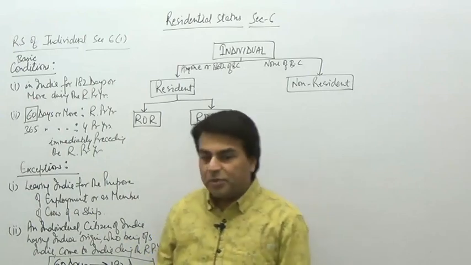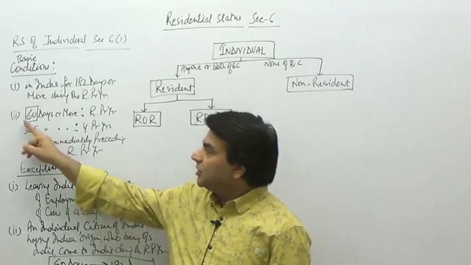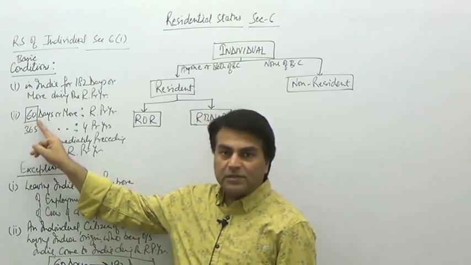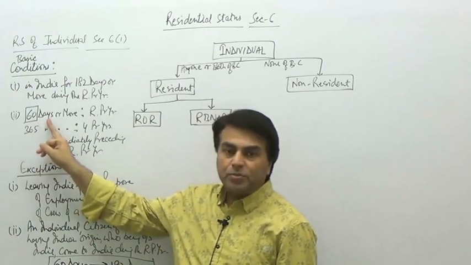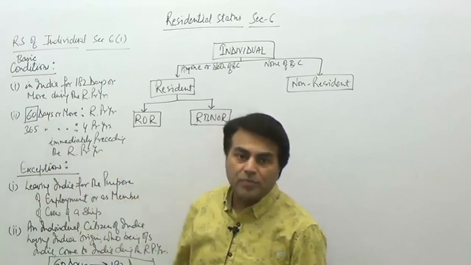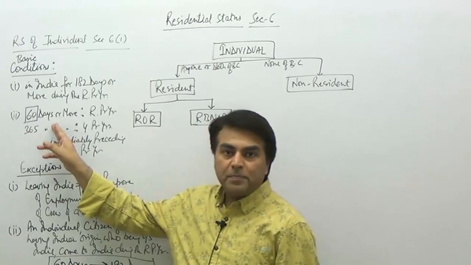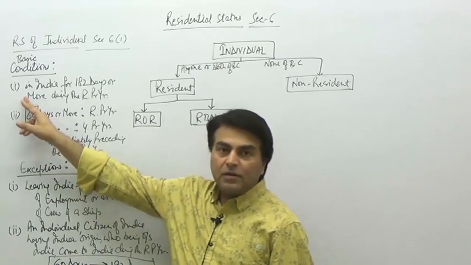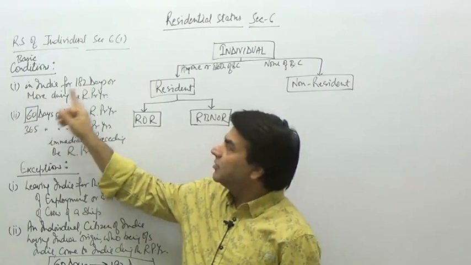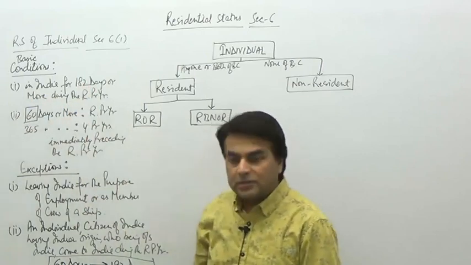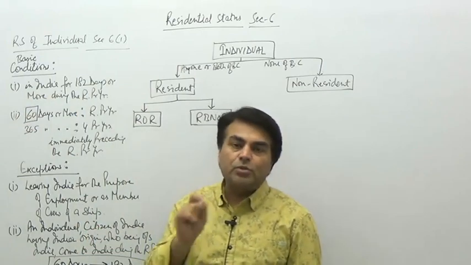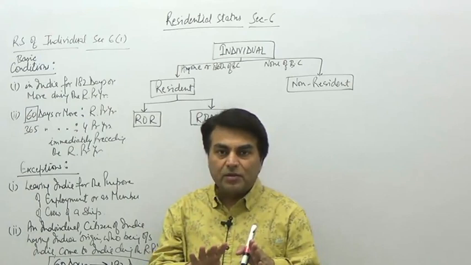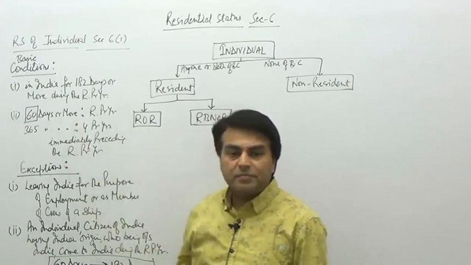Now let me try to explain this to you. If I replace these 60 days by 182 days, the second condition becomes that he should be in India during the relevant previous year for 182 days or more. The same thing is said by basic condition number 1: he is in India for a period of 182 days or more during the previous year. That means if this kind of individual is in India for 182 days or more during the previous year, he would become the resident.